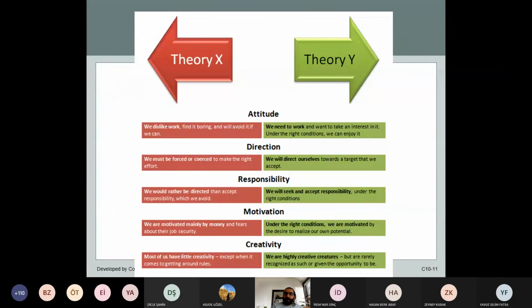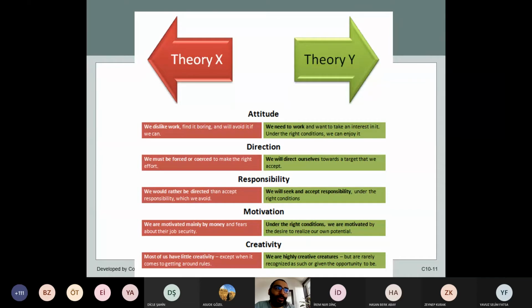So theory X and theory Y have assumptions about workers regarding attitude, direction, responsibility, motivation, and creativity. Let's see them in a clear way. Which one is more logical for you? Think about that. Theory X says that employees dislike work. They find it boring and avoid it if they can. But theory Y says that they need to work, right? And they want to take an interest in it. Under the right conditions, they can even enjoy it, enjoying what you do.